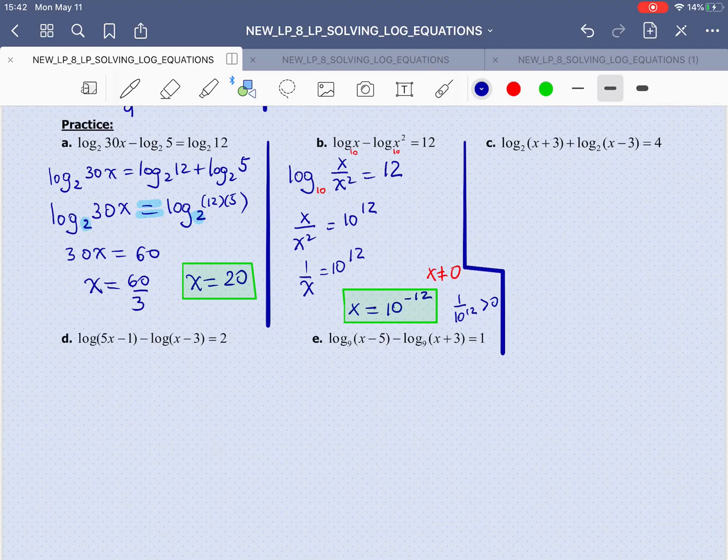Okay, so next example is log with base 2 of x plus 3 plus log with base 2 of x minus 3 equals 4. So what we have in here is 2 log terms and 1 constant. When this happens, I want all the logs on one side, constants on the other. So log with base 2 of x plus 3 times x minus 3 equals 4. So log with base 2 of x squared minus 9 equals 4.